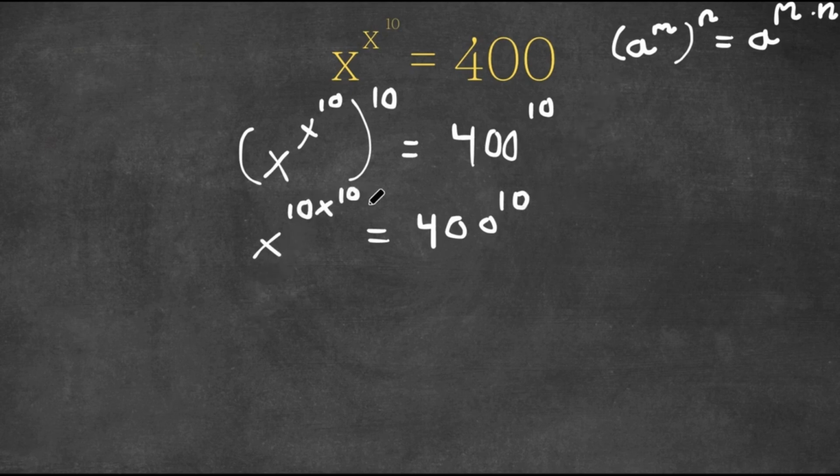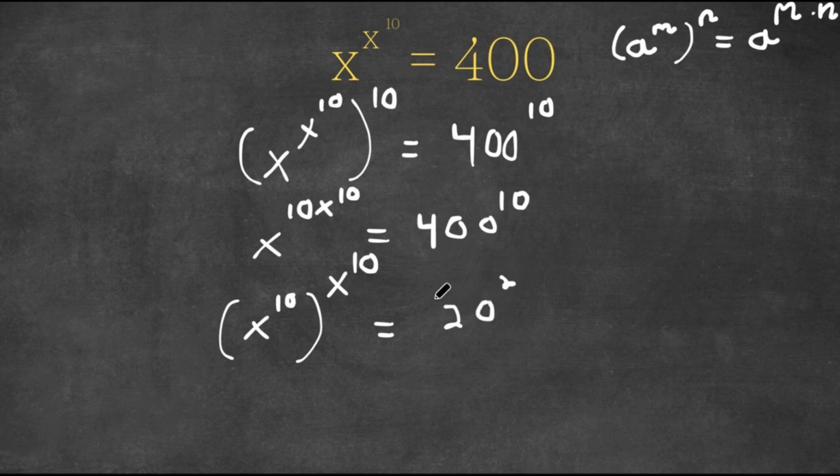Now x to the power of 10 times x to the power of 10, remember, a to the power of m times n is equal to a to the power of m to the power of n. So we could rewrite this as x to the power of 10 to the power of x to the power of 10. And now this is equal to, now 400, this is equal to 20 squared. So we have 20 squared to the power of 10.